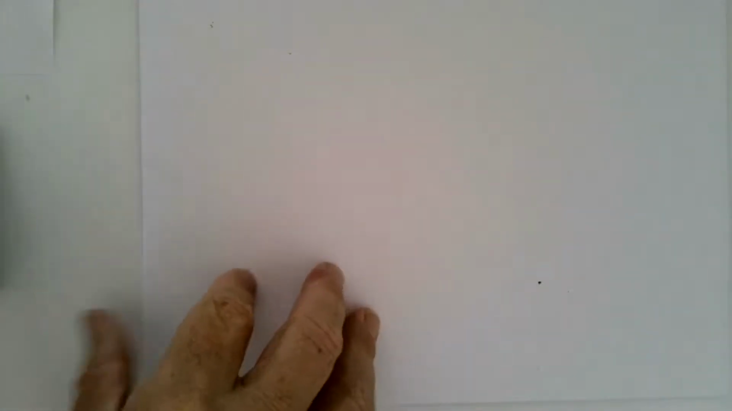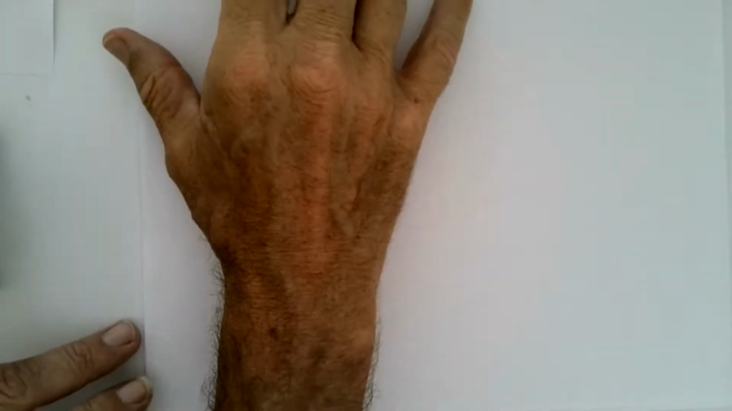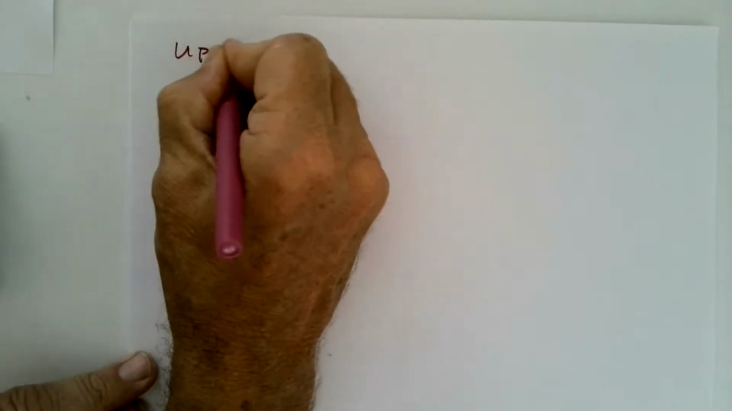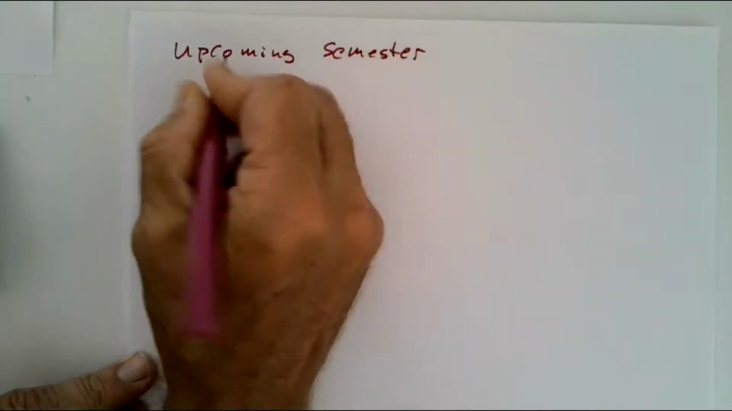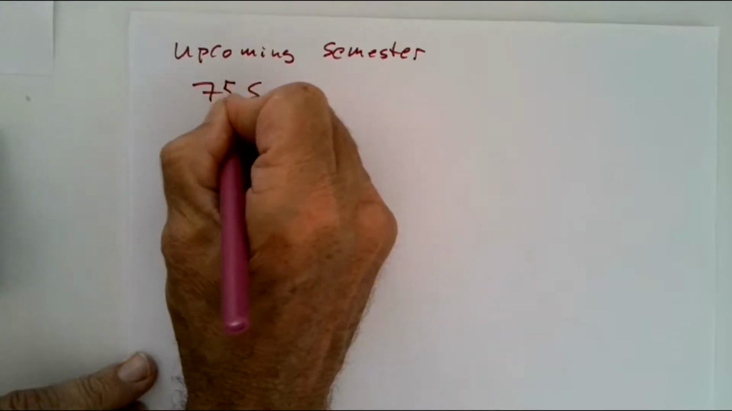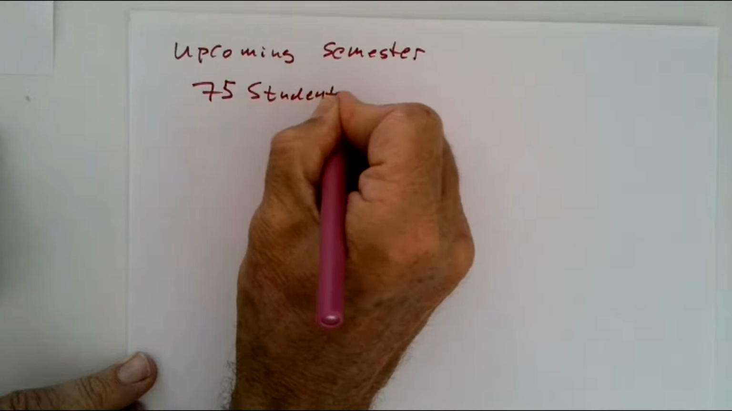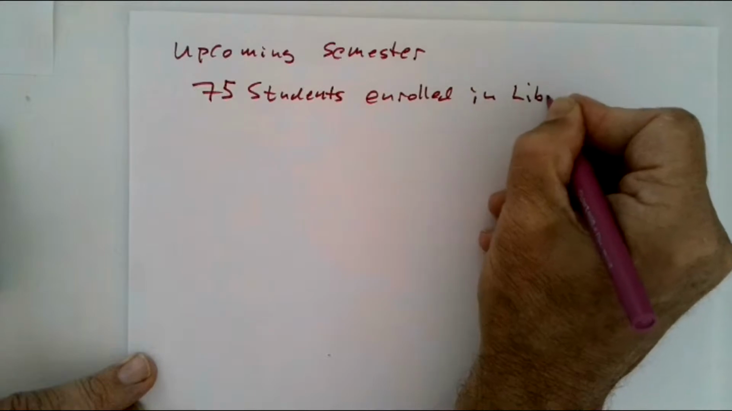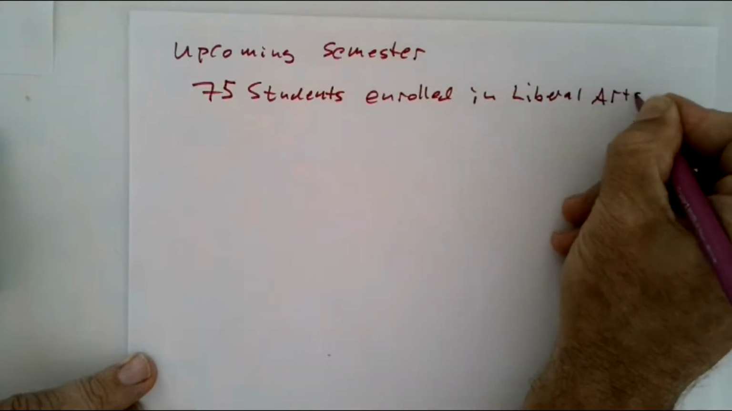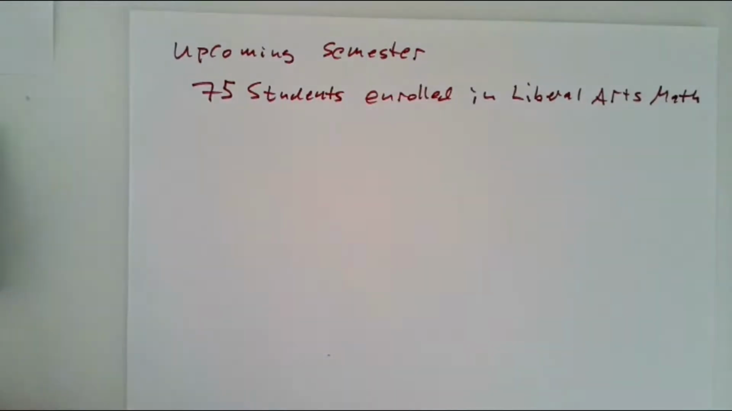So let's take a look at a question that uses this rule. We're going to look at students taking college classes. So according to our rules for the upcoming fall semester, we have 75 students enrolled in liberal arts math. So we look at all the liberal arts math sections. Maybe there's 3 sections of 25 people. 75 people are going to be attending liberal arts math classes.